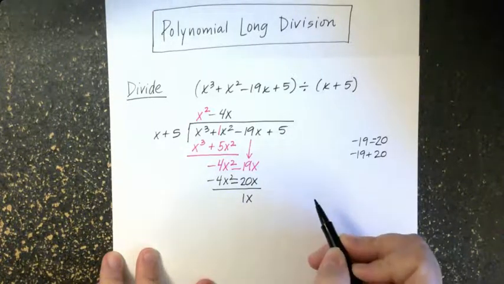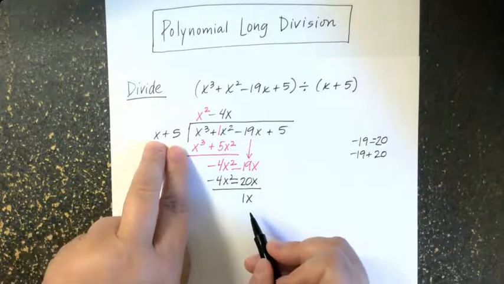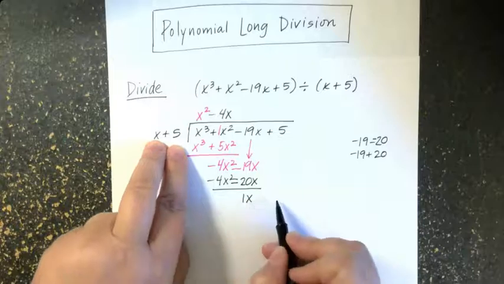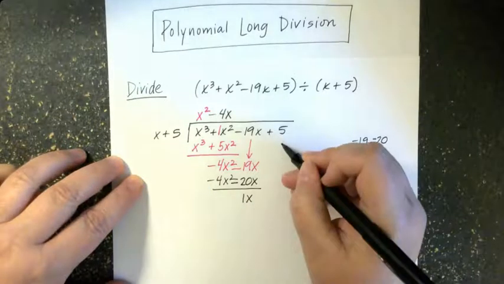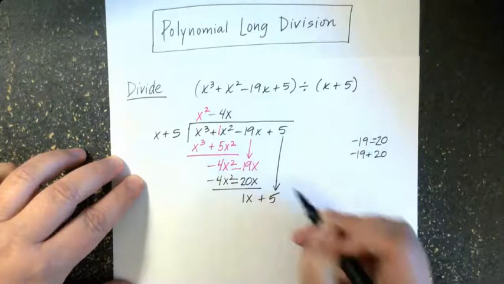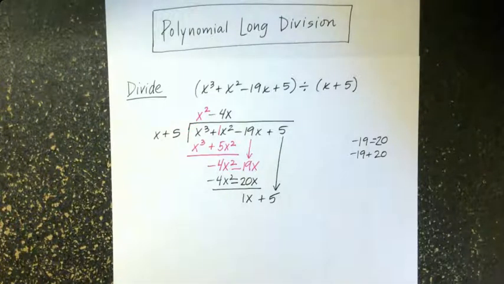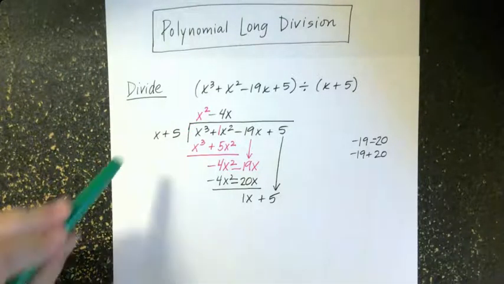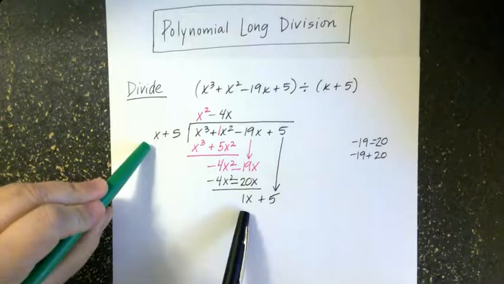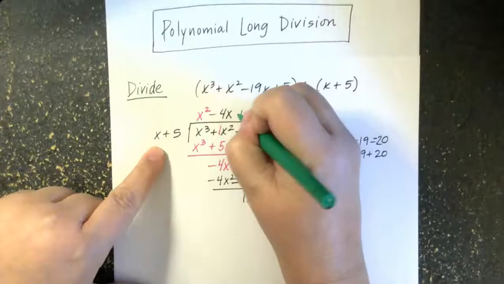You don't have to write the 1, but I'm doing it just to be clear. And again, two terms over here means I need two terms on deck to start the next cycle. So I'm going to go ahead and bring down the 5. And then I'm ready to start the next cycle. Okay, I'm going to experiment with a different color here. And the question is, what do I multiply 1x by to get 1x? Well, that's just 1. So, plus 1 goes up here.